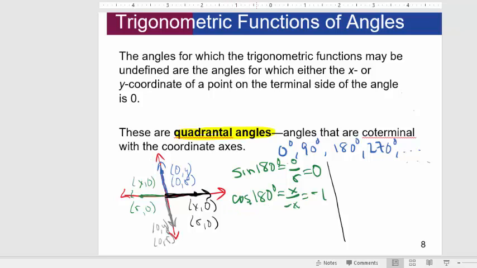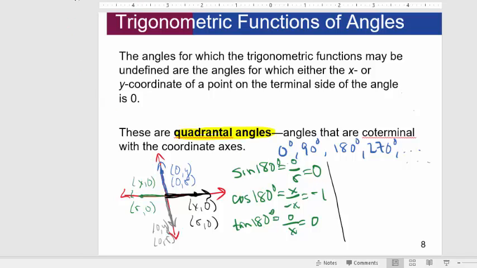And then the tangent of 180 degrees is y over x, but it was 0 over x, so it's just 0. So the tangent of 180 degrees is 0. And again, the reason for that is r was really the opposite of x. It wasn't the same as x because x was negative.